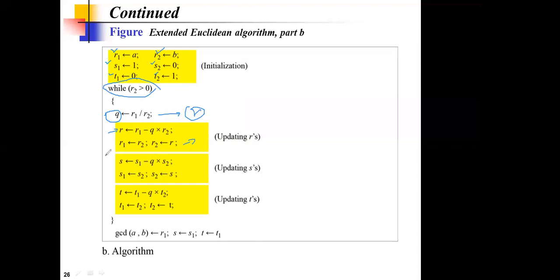Second step, I am not dividing anything. I have already got Q. So using Q, I am getting this remainder. And as I have got Q, again using Q, I am getting the remainder T, and from this I am updating T1 and T2.